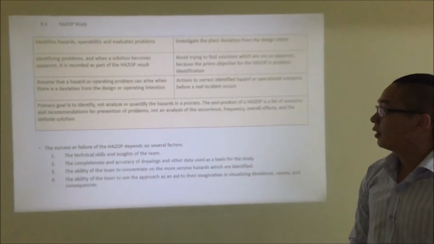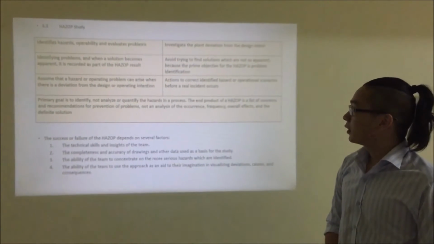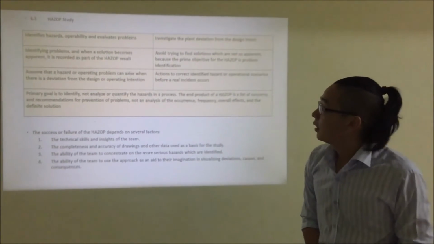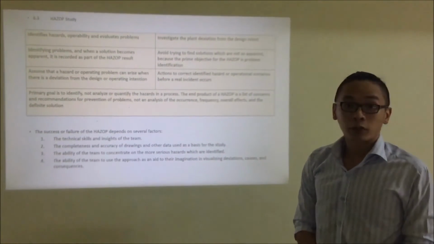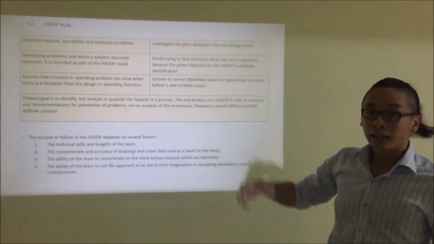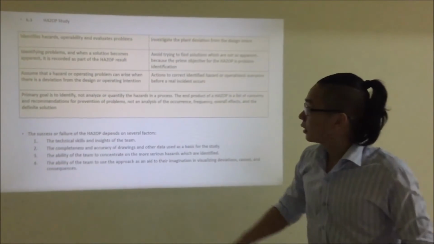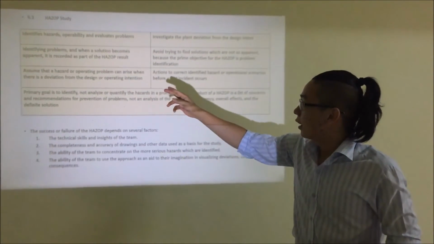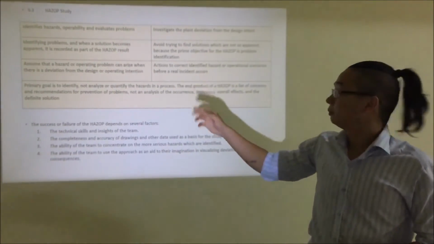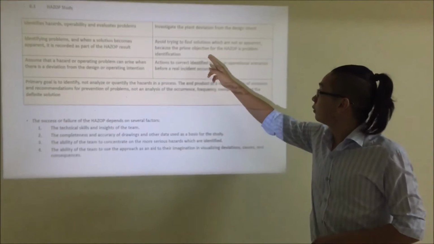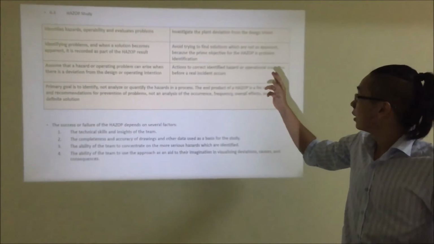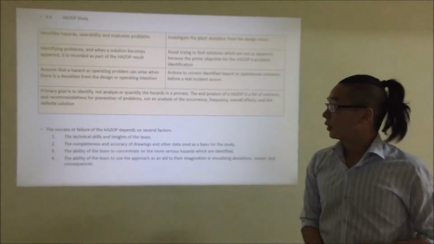Next is the hazard studies. There are 7 points for the hazard study. The first one is to identify hazard, operability and evaluate problems. Next, investigate the plant deviation from design intents. Following is identifying problems, and when a solution becomes apparent, it is recorded as part of the hazard result. Avoid trying to find solutions which are not so apparent, because the prime objective of the hazard study is problem identification.